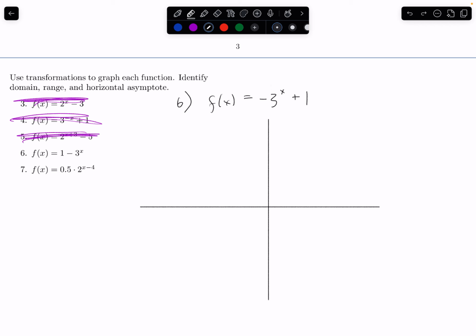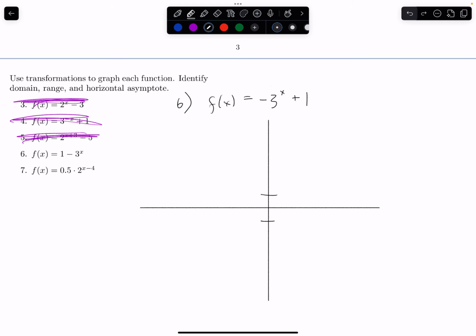Normally 3 to the x should look something like this, right? You pass through this point, you go up to that. But then if you're reflecting over the x-axis, this point at 0, 1 should look now like this, since I'm reflecting over this axis here. And then instead of going up this way, it's going to go down this way, right? Now if you apply this +1, that's going to shift this whole picture up by 1.